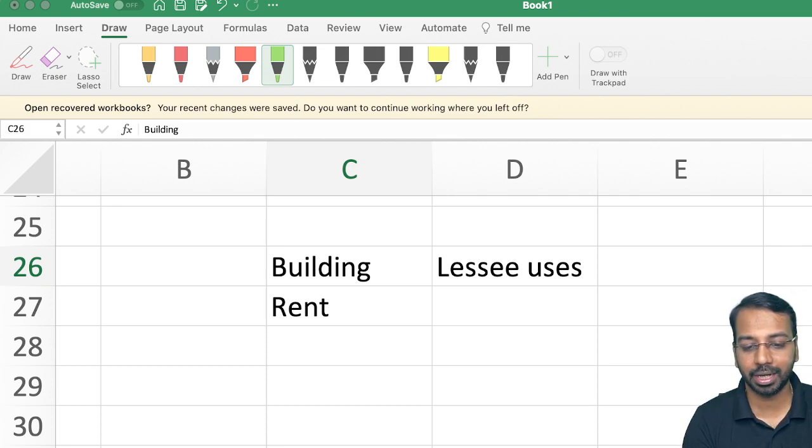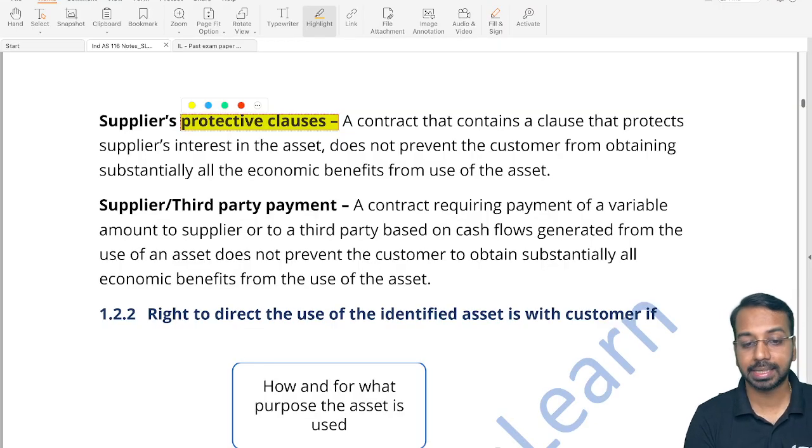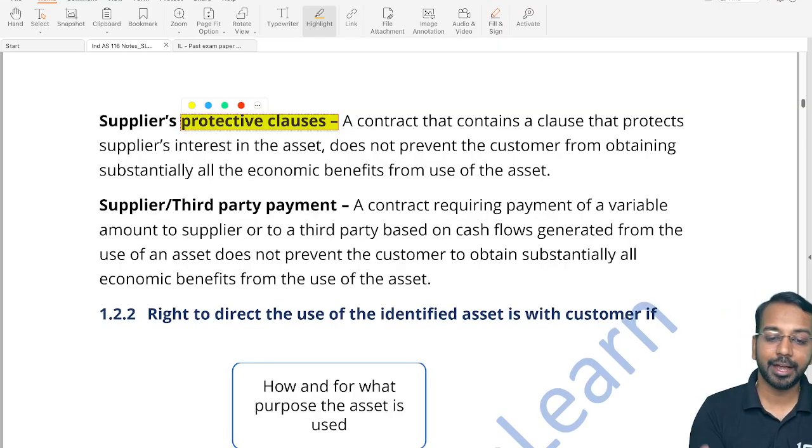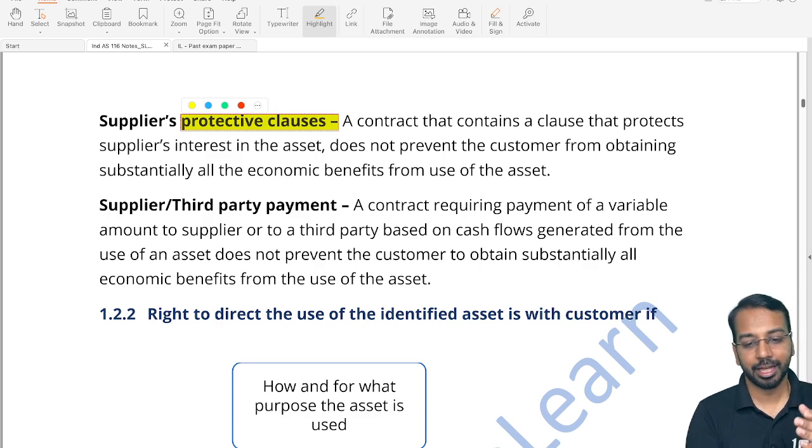The supplier will have something called protective clauses. Now, what are these protective clauses? These protective clauses basically protect the supplier. What is the meaning of protecting the supplier? They will say, you cannot carry out illegal activities in our hostel. You cannot get your friends to stay back at night in your hostel. All of those things are protective clauses.